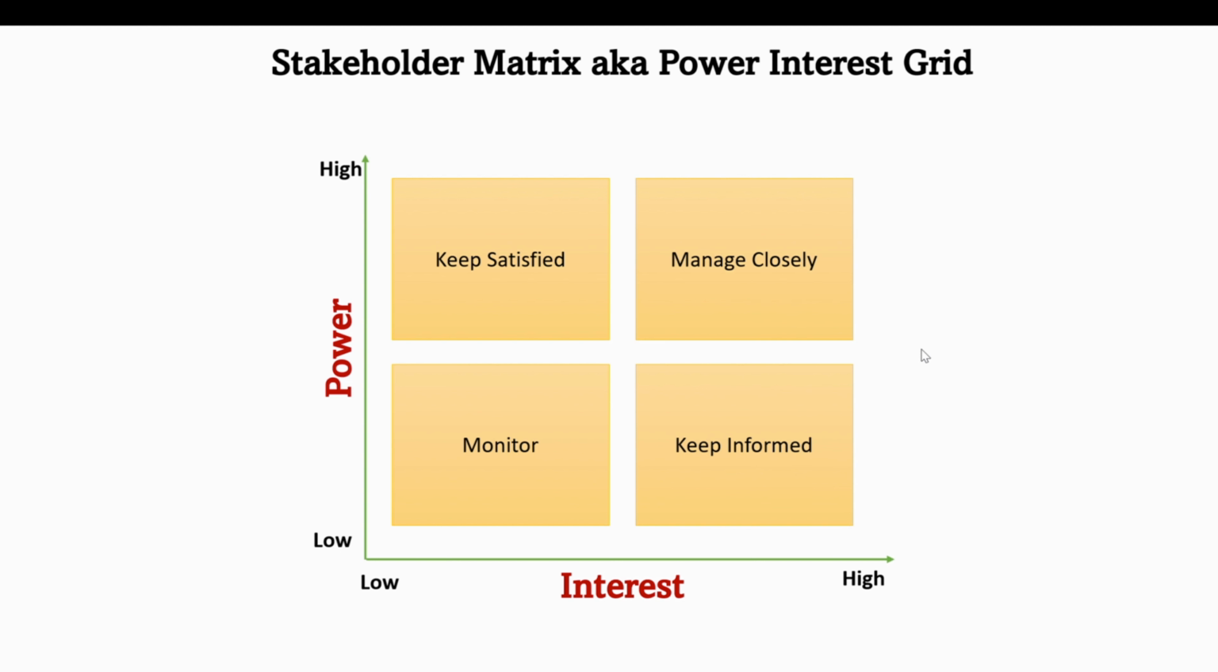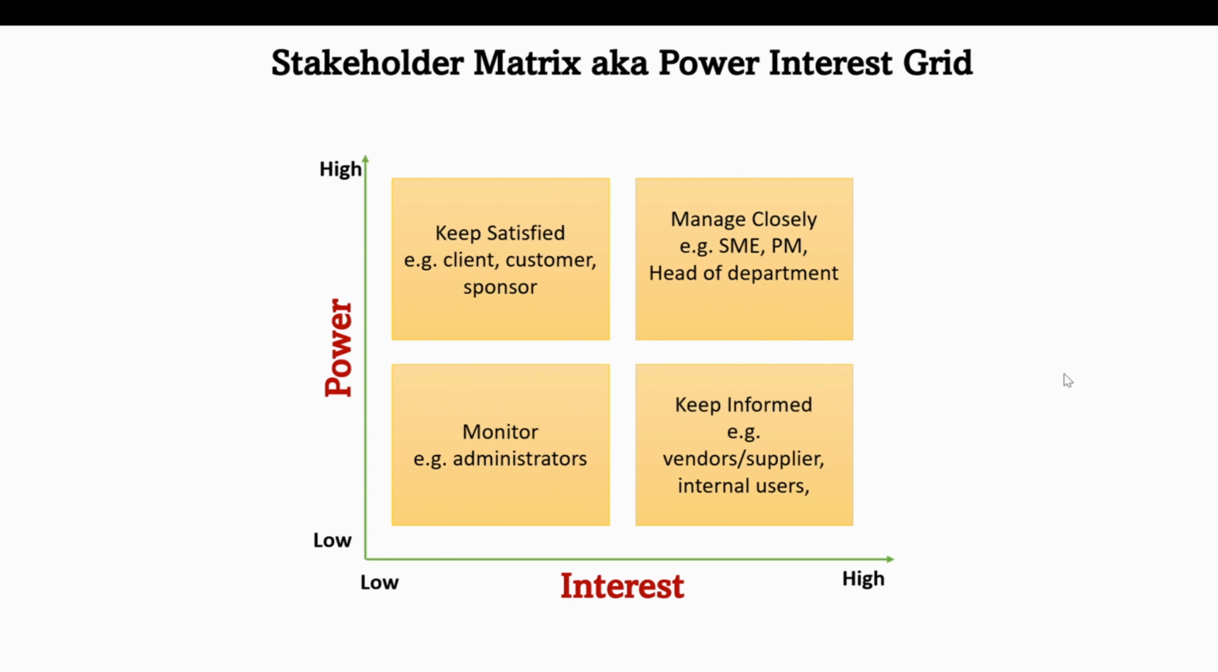Stakeholders who are able to make decisions, who are able to influence the project, and who have very high interest on your project. So examples of these stakeholders that you can keep satisfied, and these aren't always the case, right? It really depends on the project. Okay, so this is just an example.